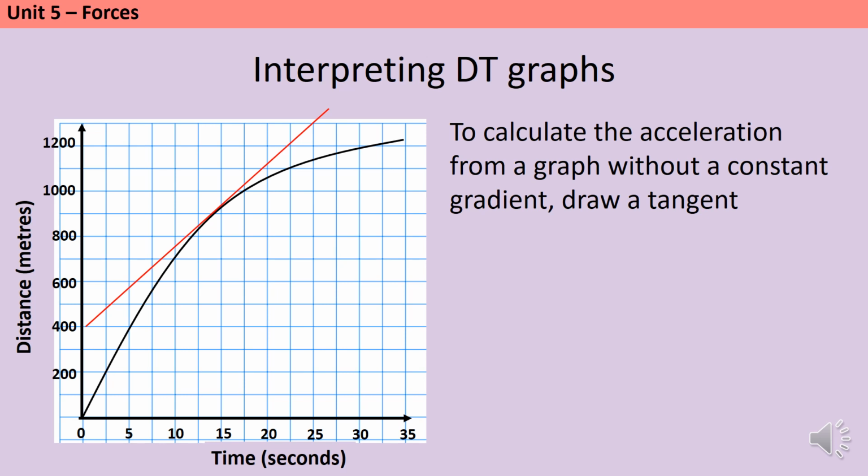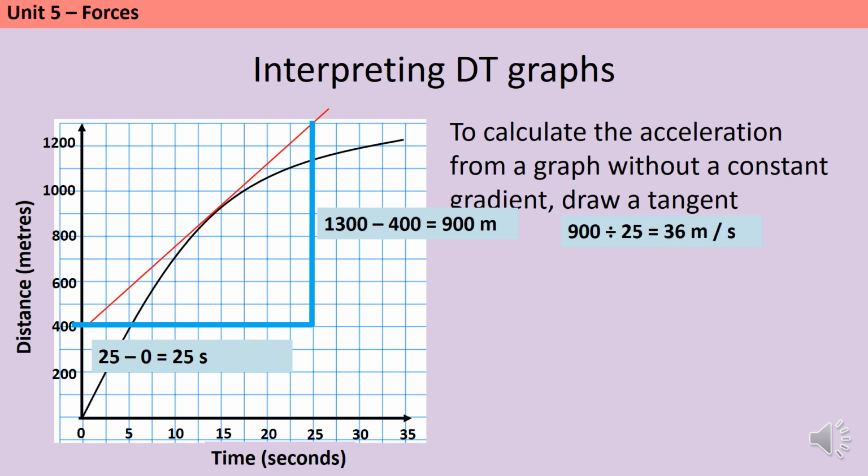Once you've drawn this tangent, you can calculate the gradient of the tangent and it will be the same as the curve that it's touching. So here, for instance, the change in my y-axis, the change in distance, is going to be 1300 take away 400, which is a change of 900 metres. That time was from 0 to 25, so 25 seconds. 900 divided by 25 gives me a final speed of 36 metres per second.